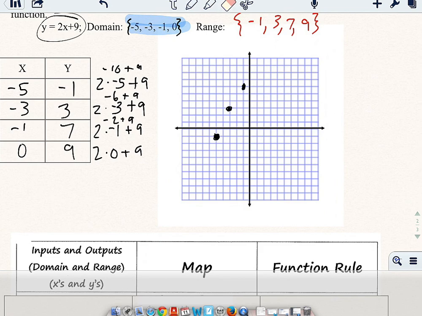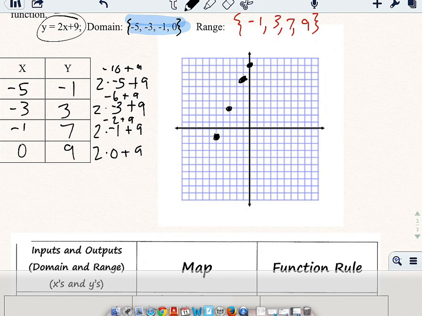And I'll get rid of this point here. Whoops, I plotted that at 6. Pardon me, it should be right there at 7. Okay, and then 0, 9, I don't move left or right, and then I go all the way up to 9, which should be right there.